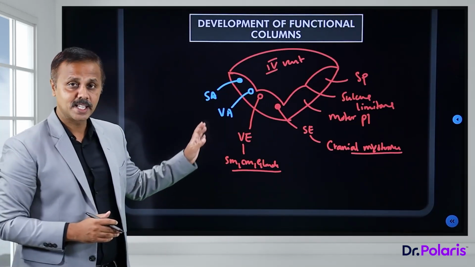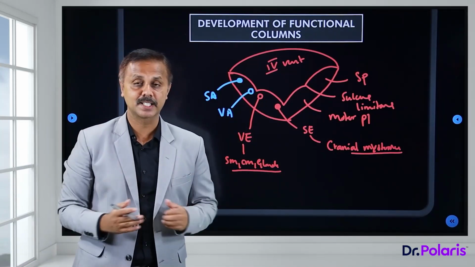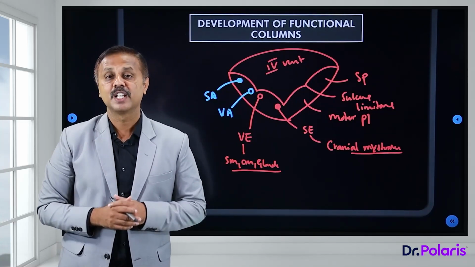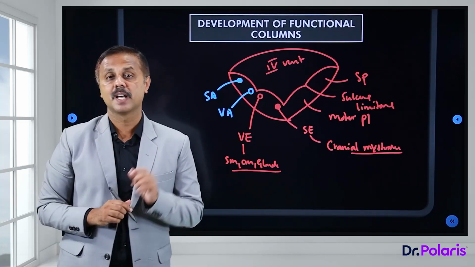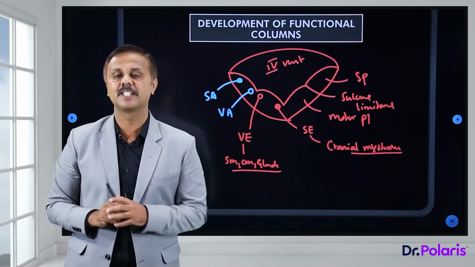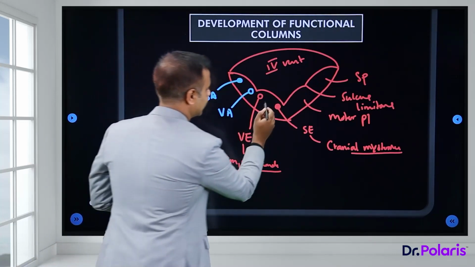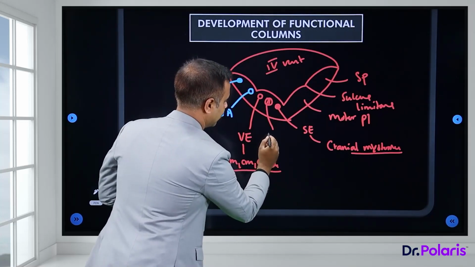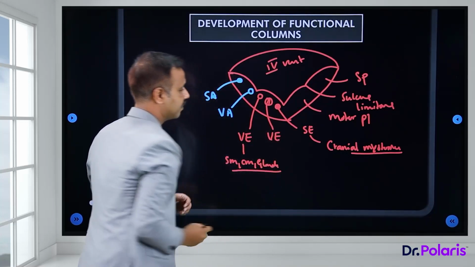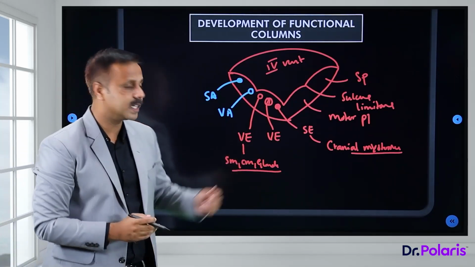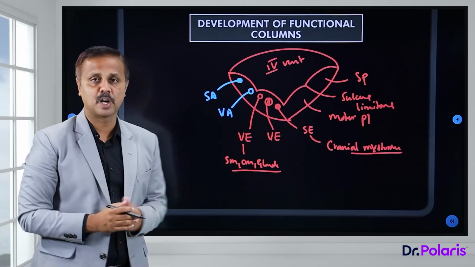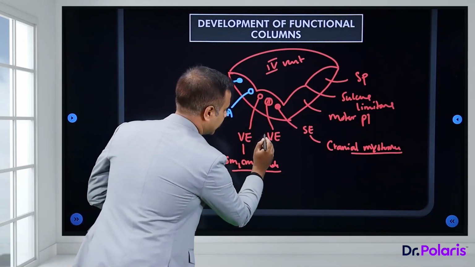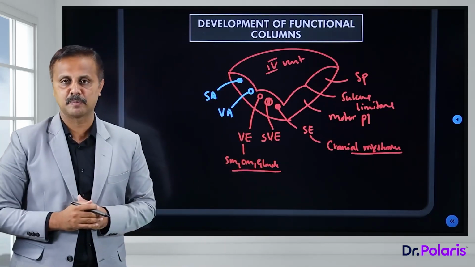Done. Once this development occurs, simultaneously we have the development of branchial arches. Now, development of branchial arches requires a special functional column to supply the structures derived from it. For this, we have the third column that appears, and we will call this column the visceral efferent column. Now the question is, we already have a visceral efferent column, so they look like the same, right? For this, we call this column the special visceral efferent column.